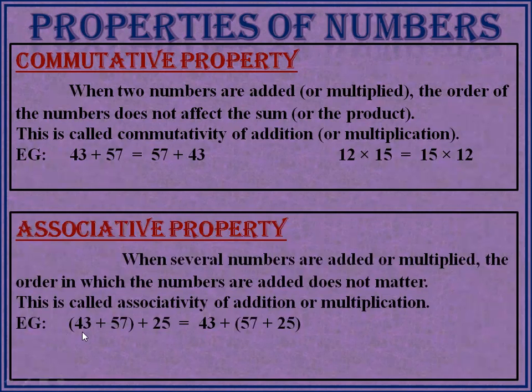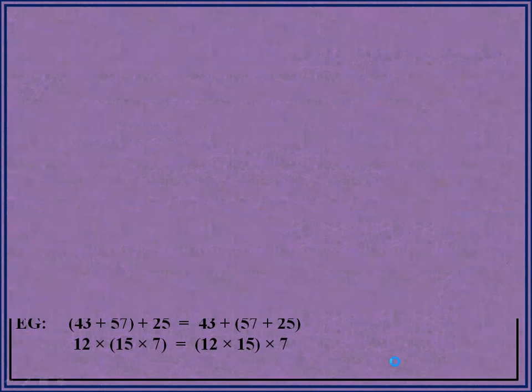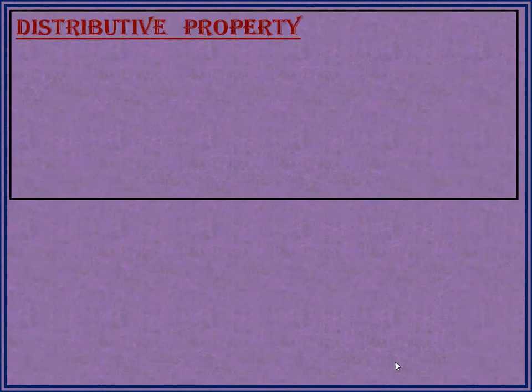So here, when you add 43 plus 57, you get 100. 100 plus 25 will be 125. Similarly, grouping the other way, the answer will also be the same, 125. Even when you multiply, the answer will be the same: 12 into 15 into 7 will be equal to 12 into 15 into 7 with different grouping. Same as the commutative property, the associative property is true for addition and multiplication, and it is not true for subtraction and division. Next, we'll see the distributive property.